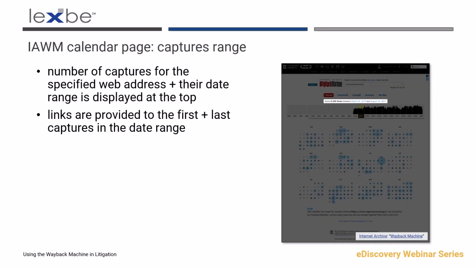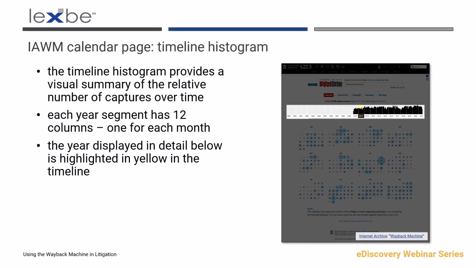Towards the top of the calendar page is a summary of the archival coverage for the web address specified in the search bar. It indicates the total number of captures stored in and made available through the Wayback Machine, as well as the first and last capture dates with links to access those. Just below the captures range is the timeline histogram. This provides a visual summary of the relative number of captures from 1996 to present. Each of the year segments in the timeline has 12 columns, one for each month. The currently selected year is highlighted in yellow in the timeline.